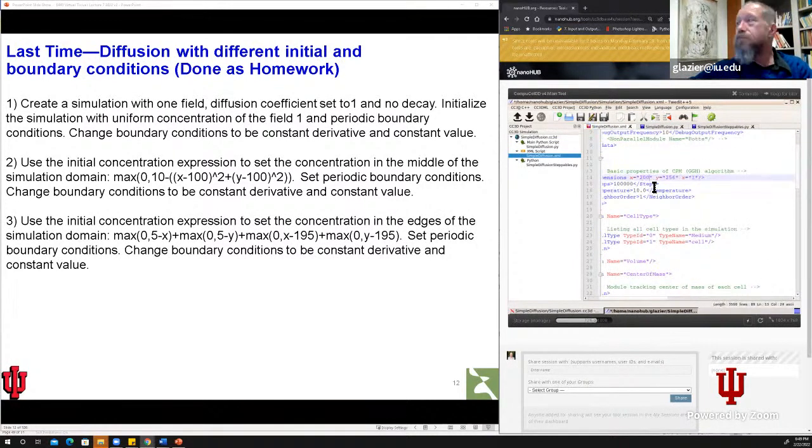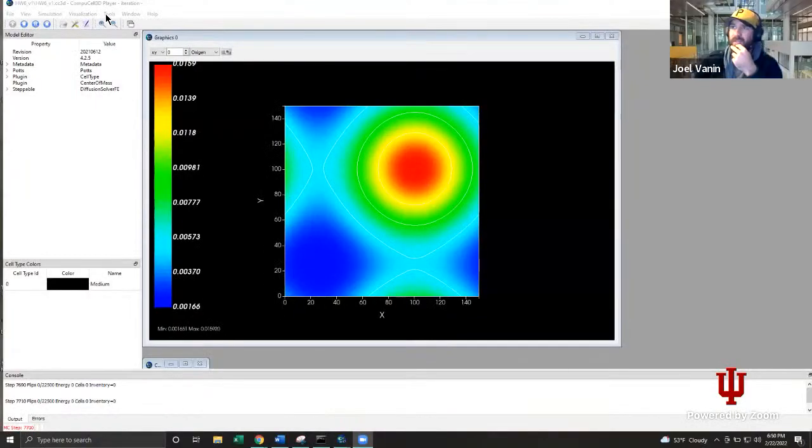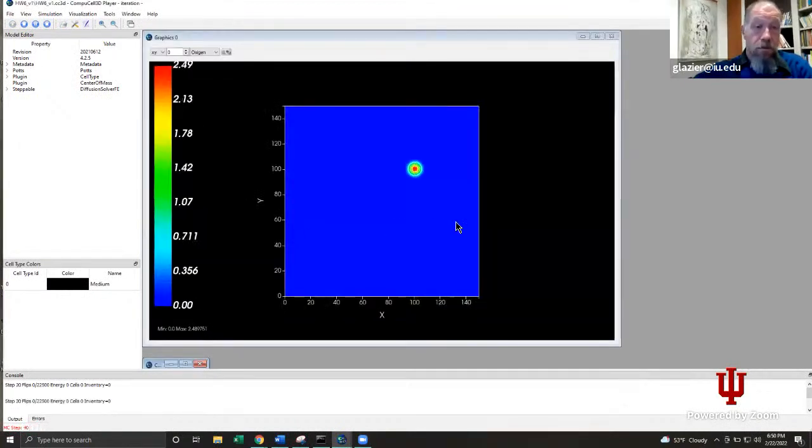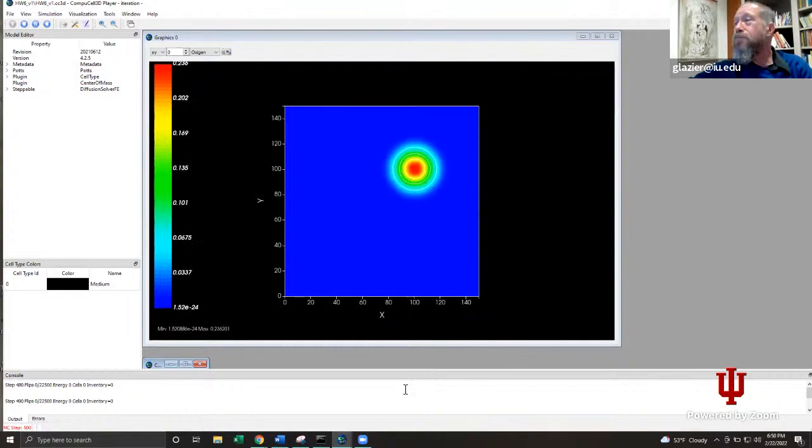You want to show us? I don't want to take too much time with it, but you can play with it. The idea here was to make a pulse in the middle or a pulse at the edge. Let's see what happens. Good. I kept it running. Let's see if I can pause it. That looks great. That's what I was hoping to have.